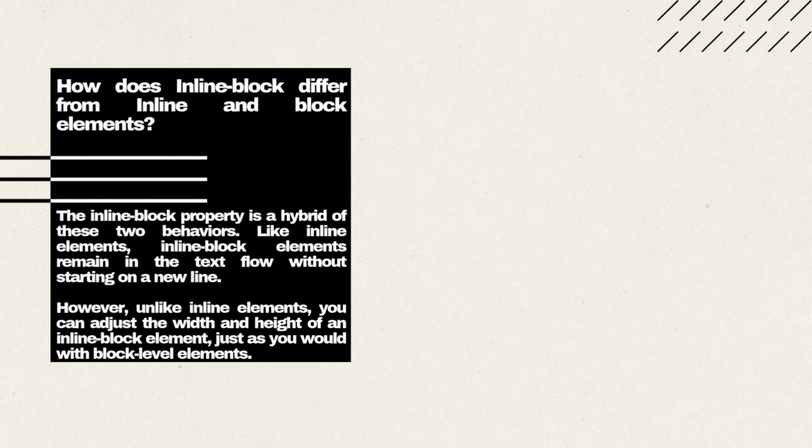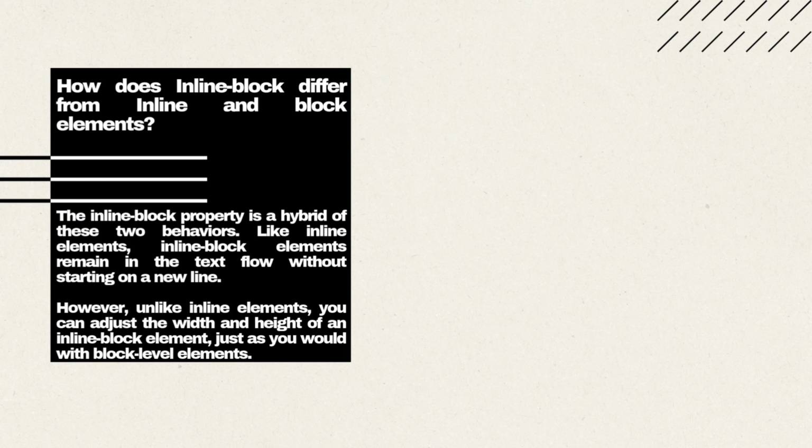How does inline block differ from inline and block elements? The difference is very easy. Inline block is like a hybrid between block level elements and inline elements, and I'll explain why. For inline elements, you can't really manipulate the width and height. You can't set it.